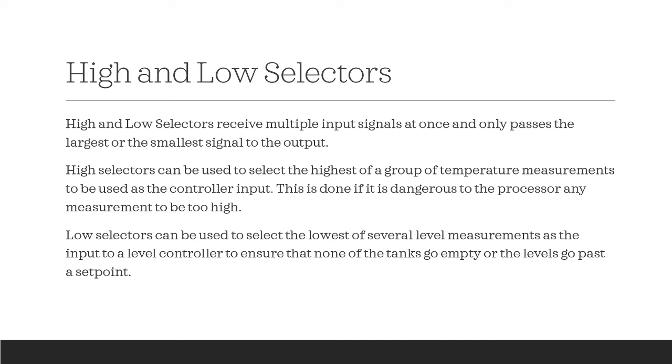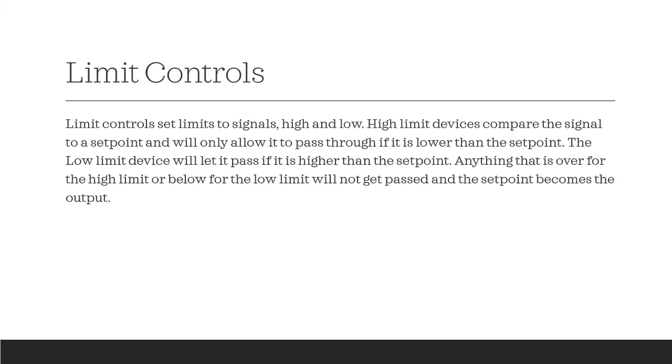High selectors are usually used for temperature measurements. If you have multiple sensors, it's going to pick out the highest temperature sensor signal and use that as its output. Low selectors are usually used for the level of tanks, to make sure that the transmitters don't mess up or the tanks go empty.